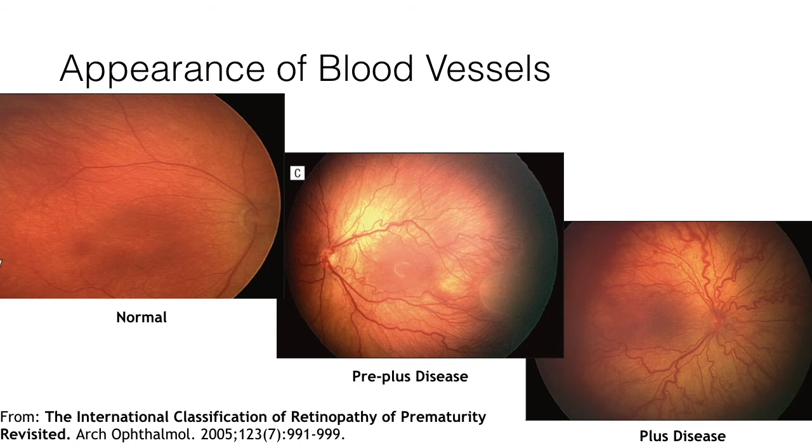Lastly, the ophthalmologist will describe if the retinal blood vessels are thick and wavy or irregular. In the figure on the left, notice how normal retinal blood vessels are thin and gently curved. As ROP worsens, the retinal blood vessels can become thick and wavy as shown in the figures in the center and on the right. This is called plus disease and is a sign of severe ROP.